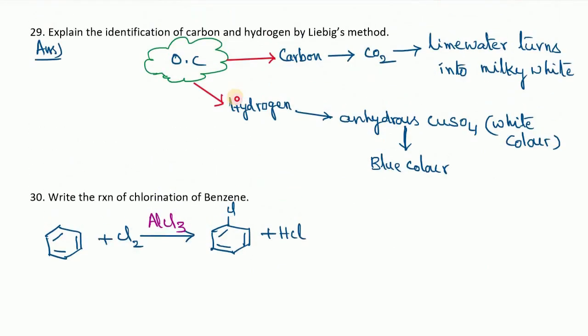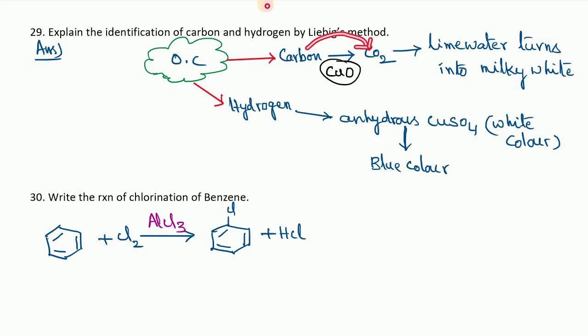Next, explain the identification of carbon and hydrogen by Liebig's method. Right. Look, take the organic compound here. In organic compound, carbon is there and hydrogen is there. How do you identify carbon? Carbon is going to convert into carbon dioxide with the help of what we are using here. Here we use CuO, copper oxide. Copper oxide, very very important. So now carbon is going to convert into carbon dioxide.